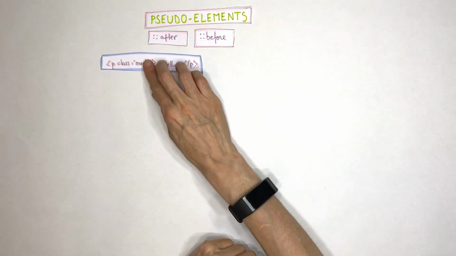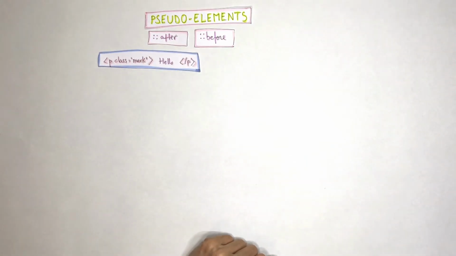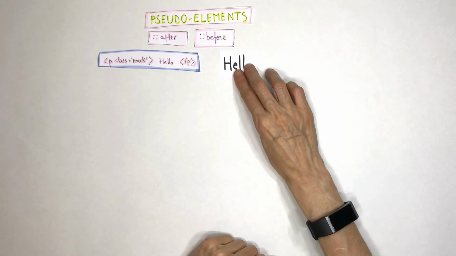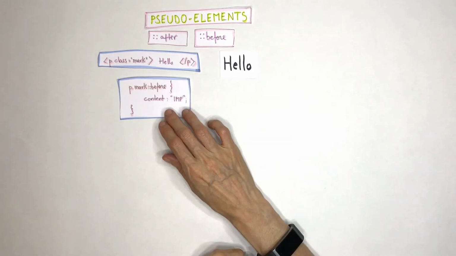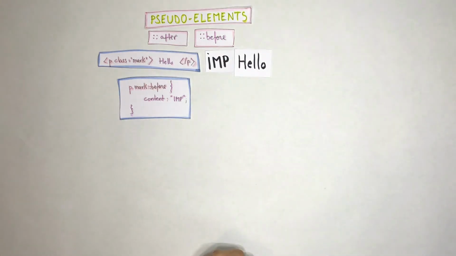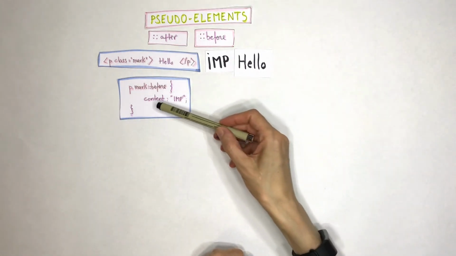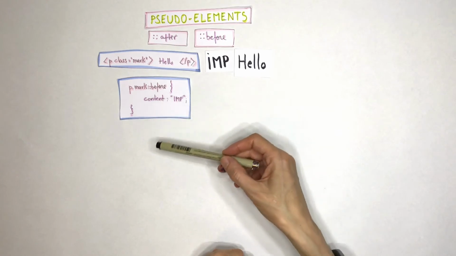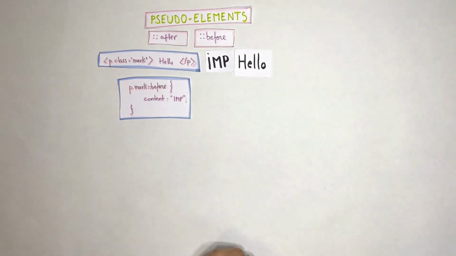Let me show you an example. Here we have a p element that will show the text hello in the browser. Now I can use this CSS rule here to add the text imp before the hello text. We use the content property to indicate the text we want to add, which should be placed within quotes. Besides the content property, we can add here any other property we need to give a style to the text we are adding. We can add color, font size, whatever we need.